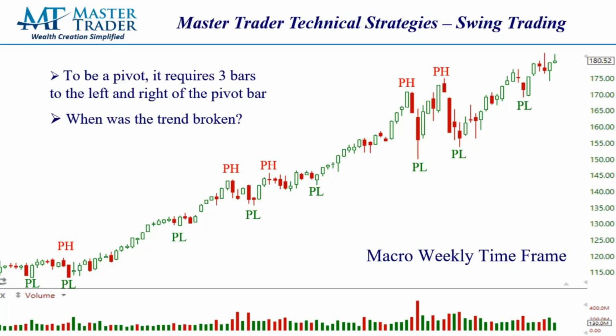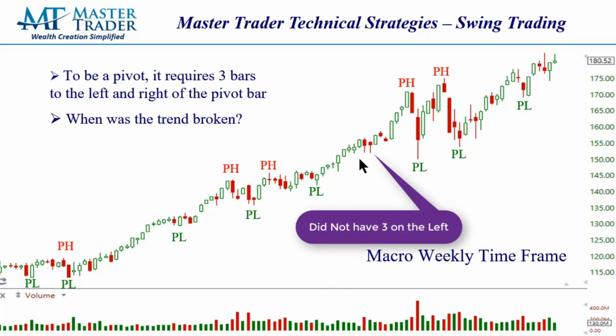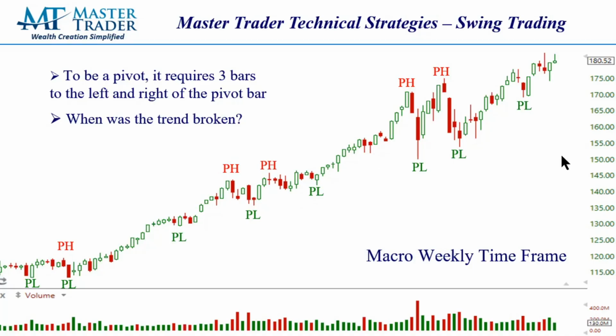Now I've marked those pivot highs and pivot lows. So now we're objectively looking at a trend of higher highs and higher lows, the pivots as we've defined them. Did it violate the trend at some point? Clearly it did not. It was still in an uptrend. Was it questionable at some point? Absolutely was.